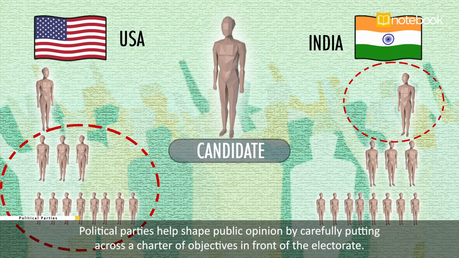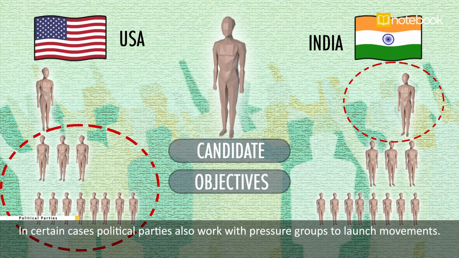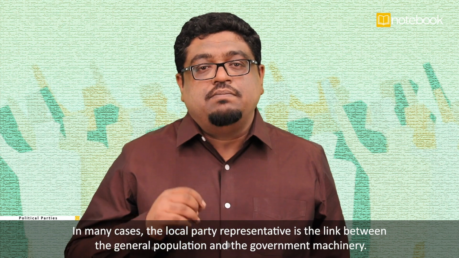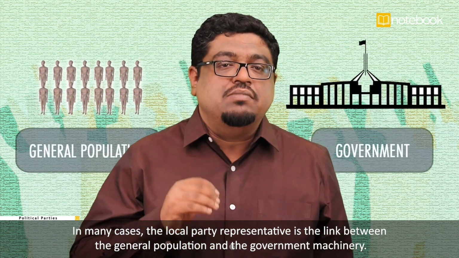Political parties help shape public opinion by carefully putting across a charter of objectives in front of the electorate. There are instances where different parties have come together to put across a front or an alliance. In certain cases, political parties also work with pressure groups to launch movements. In many cases, the local party representative is a link between the general population and the government machinery.